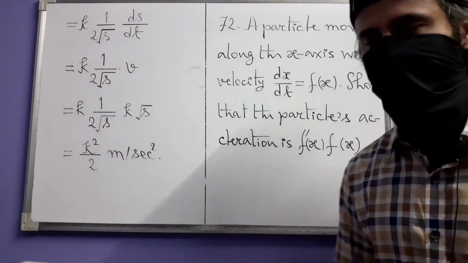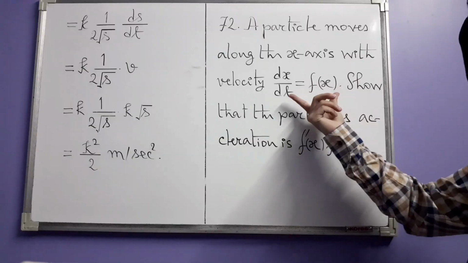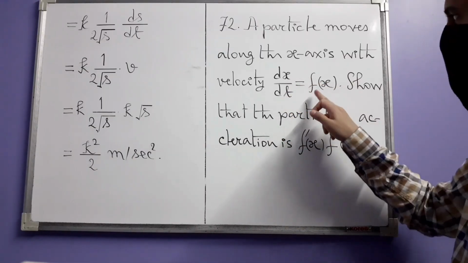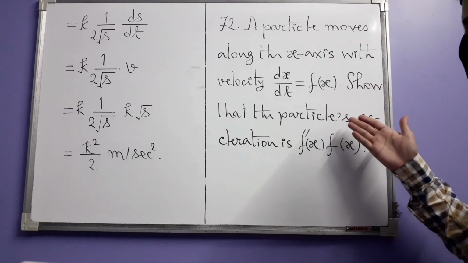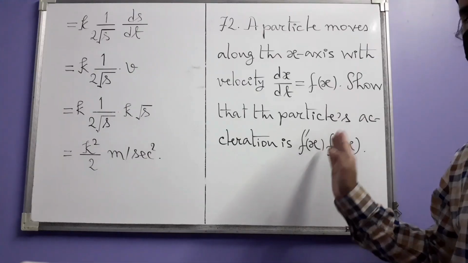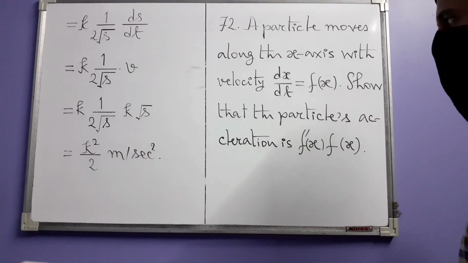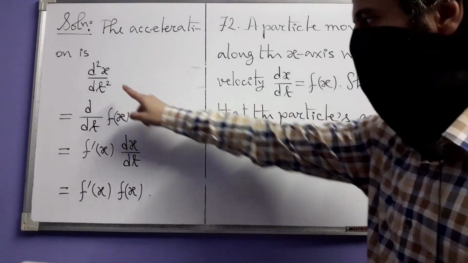Next, number 72. A particle moves along the x-axis with velocity. Velocity, of course, is dx/dt, and it is given by some function f of x. Then we have to show that the particle's acceleration is f prime of x times f of x. So we start the solution by considering the acceleration.